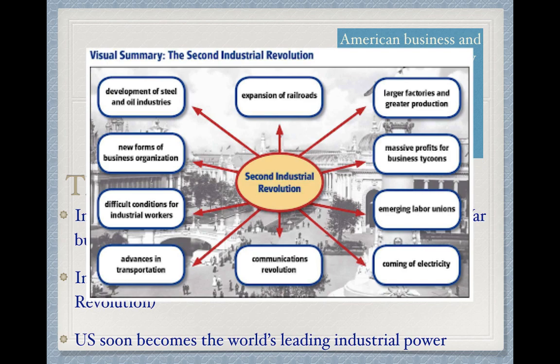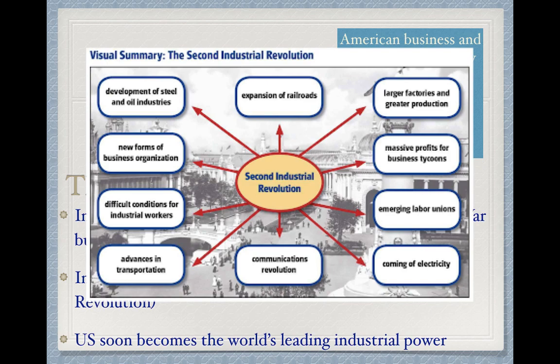And the second industrialization in the United States is characterized by an expansion of railroads, a growth of factories and growth of production in those factories, massive profits for business tycoons that we are going to introduce the idea of the robber baron here in a minute. Emerging labor unions, so workers advocating for their rights. We have Labor Day, right? The coming of electricity, communication revolutions, advances in transportation.